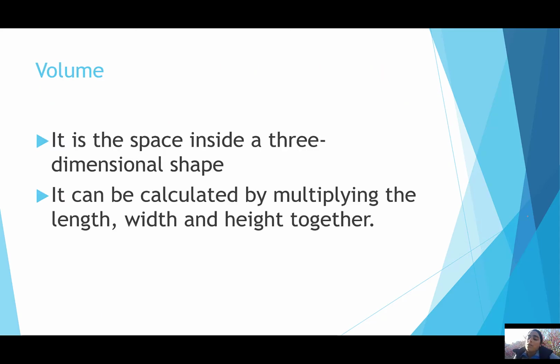Okay, as a reminder, before we get into the challenge today, volume is the space inside a 3-dimensional shape. Area is the space inside a 2-dimensional shape, but we're talking about volume. It can be calculated by multiplying the length, width, and height together.